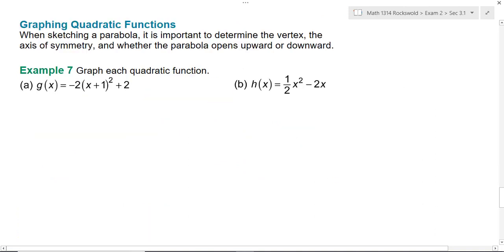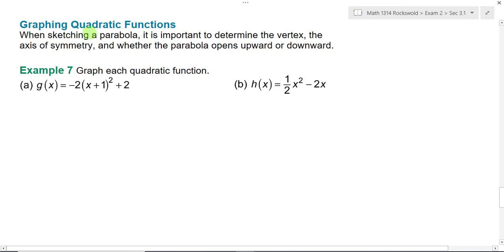The whole reason why we look at how to find a vertex and an axis of symmetry and these intercepts is so that we can graph the functions. When you're sketching a parabola, it's important to determine the vertex, the axis of symmetry, and whether the parabola opens up or down.